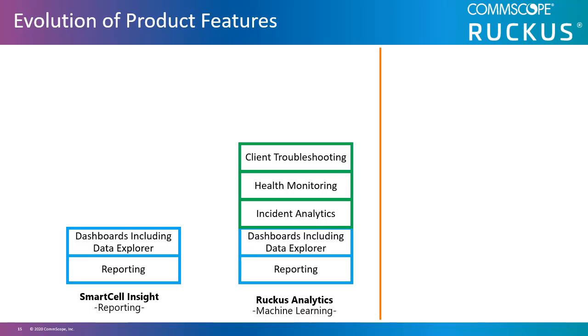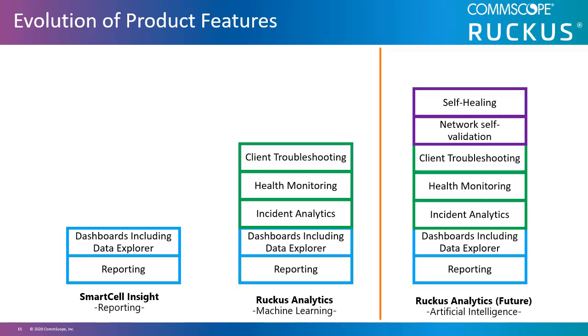In the future, we're going to move to a world of artificial intelligence for network operations and service assurance. Here, we'll add network self-validation, where the network will self-validate without the need for overlay sensors, and it will be able to self-heal and automatically address service assurance issues without human intervention. This will be true AI. That's the future state of RUCKUS Analytics.